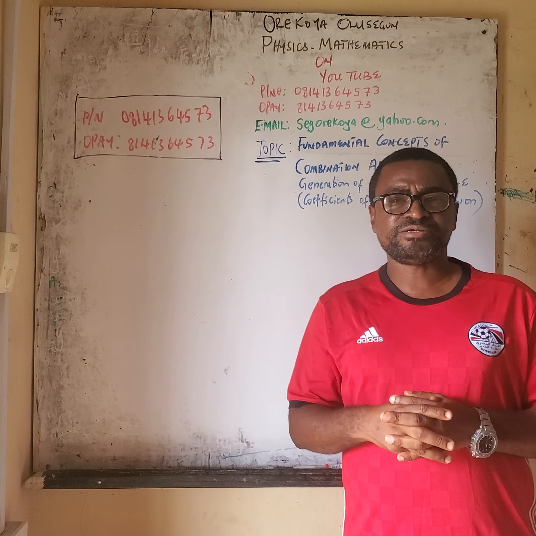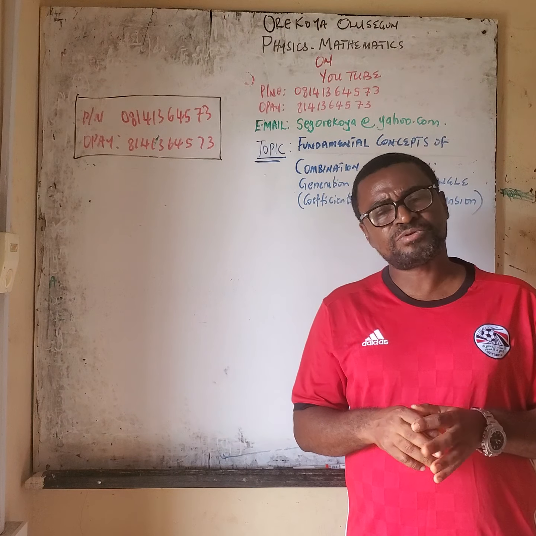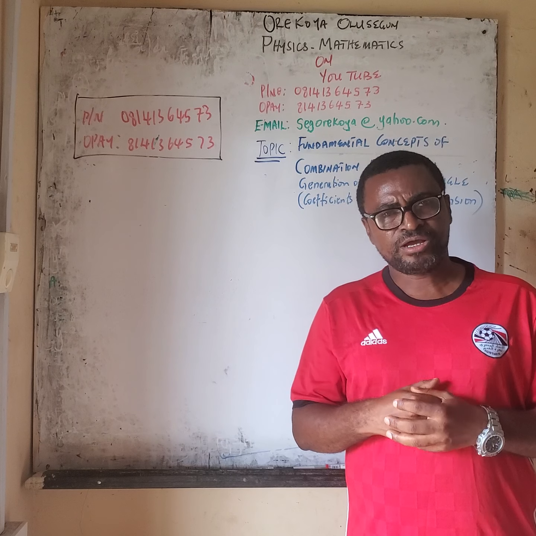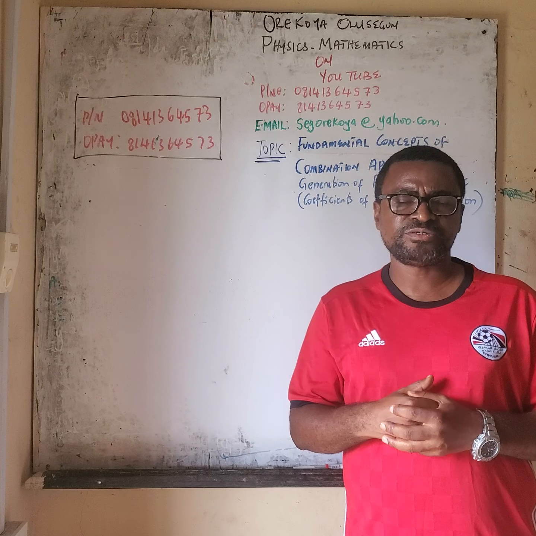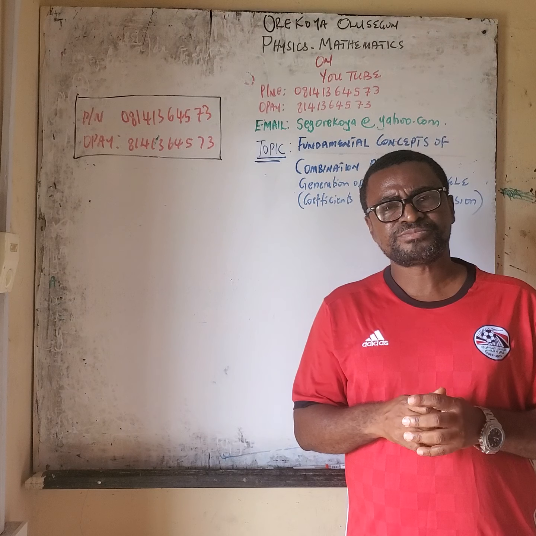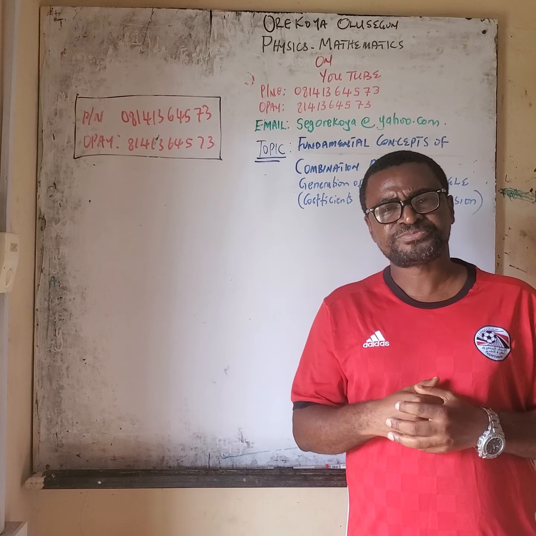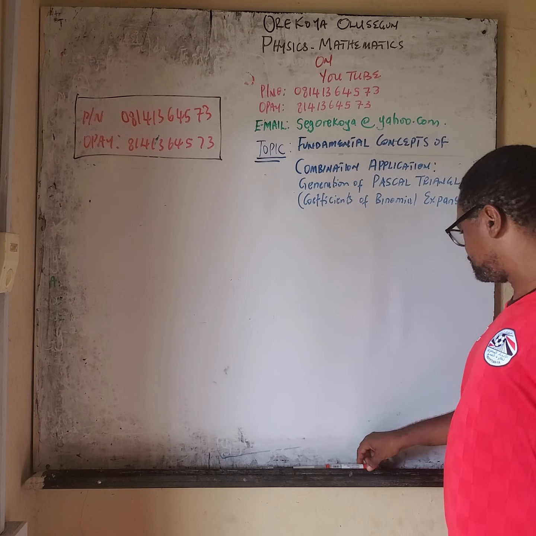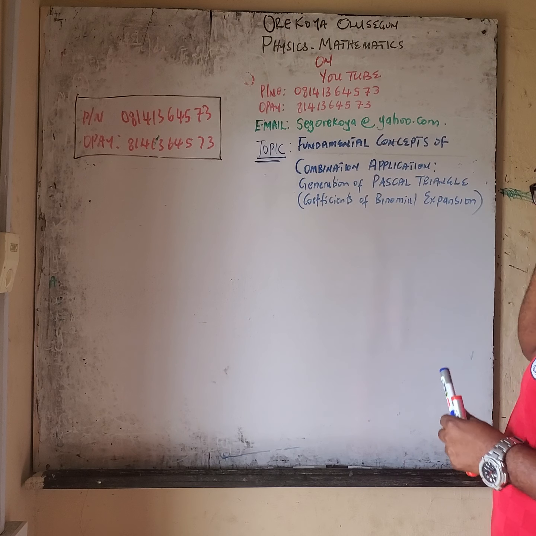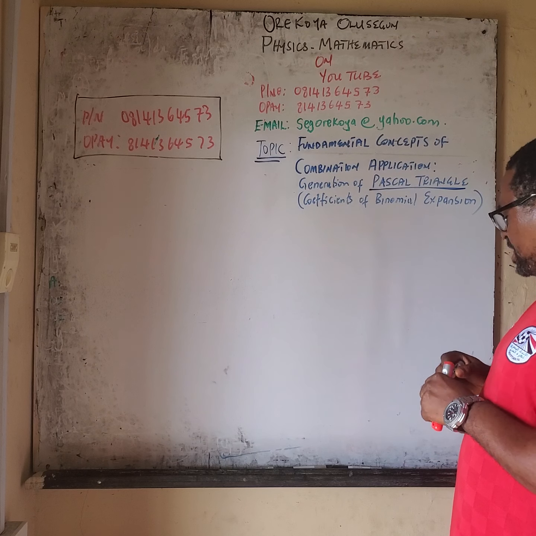Today, I'm taking us through a topic in mathematics, and that particular topic is on a particular application of combination. So we want to do application of a combination in generating what is called the Pascal triangle, coefficients of binomial expansion. We want to generate the Pascal triangle. Now, how do we do that?